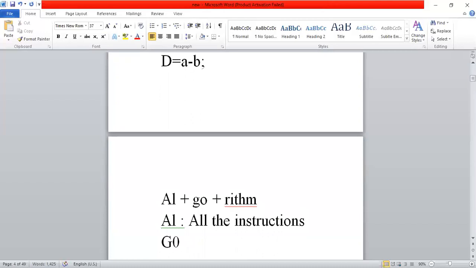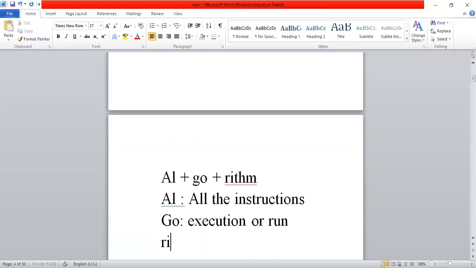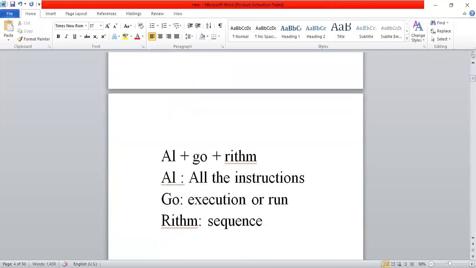What is go with respect to a computer? Go means running or execution. Go means either running or executing. What do you mean by rhythm? Rhythm is a well-known word. Rhythm means sequence. Is it clear? Now combine the meanings of these three words. All means all the instructions. Go means executing or running. Rhythm means sequence. Now we got the meaning.